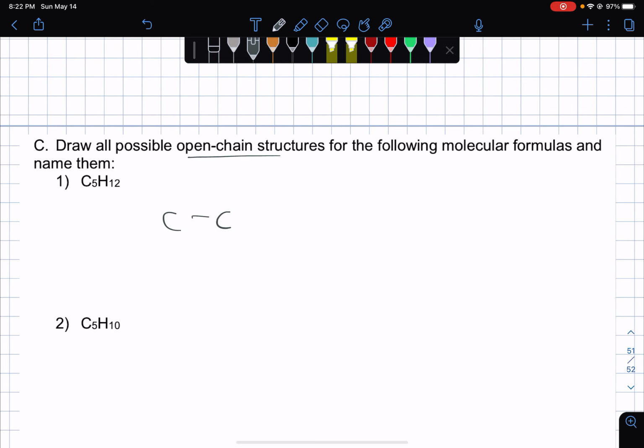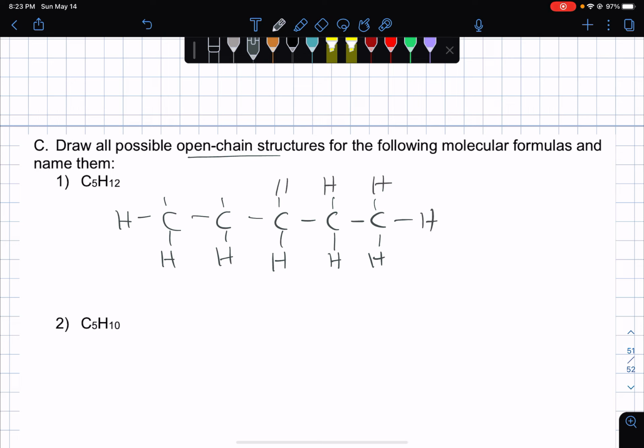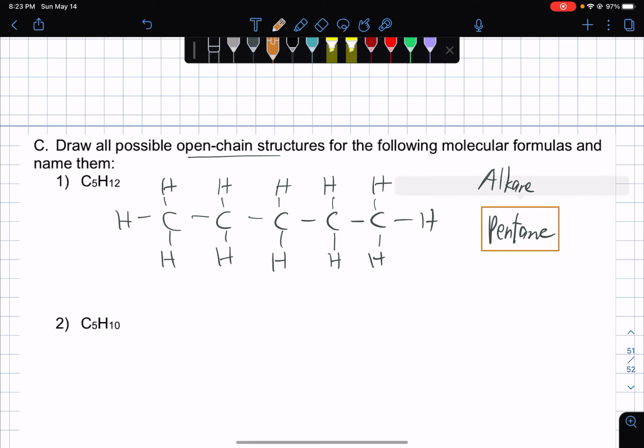For, let's say, the structure formula of number 1. This is 5 carbons, so pent, and then 12 hydrogens. Let's count the hydrogens: 1, 2, 3, 4, 5, 6, 7, 8, 9, 10, 11, 12. So this is all single bond, alkane. So this is pentane. Pent for having 5 carbons in the parent chain, and ane because it's only single bond. So this is called pentane.